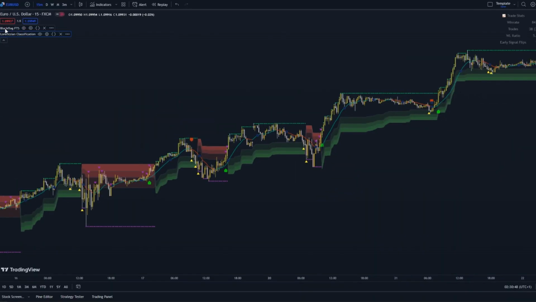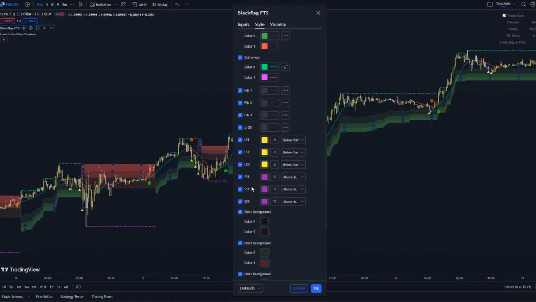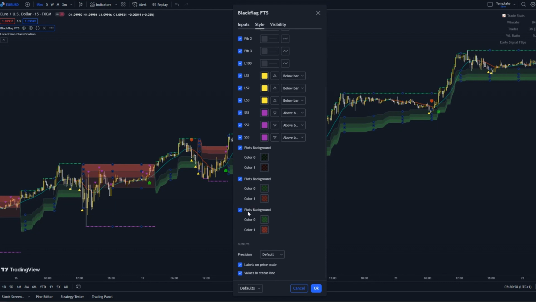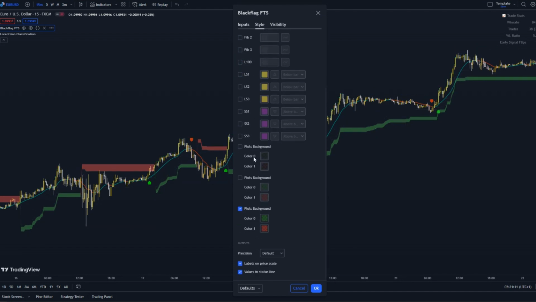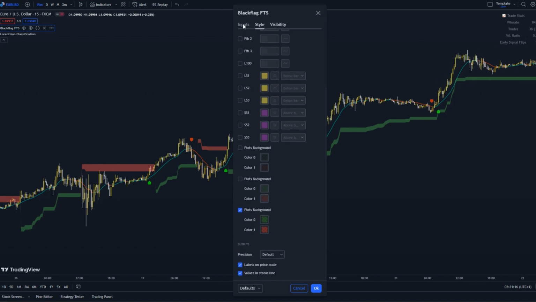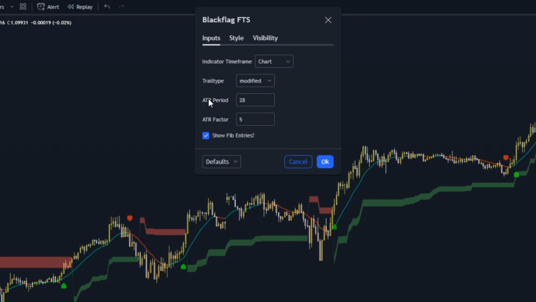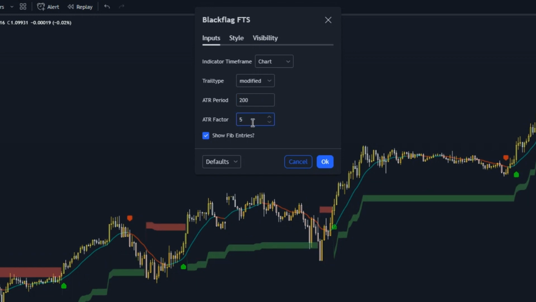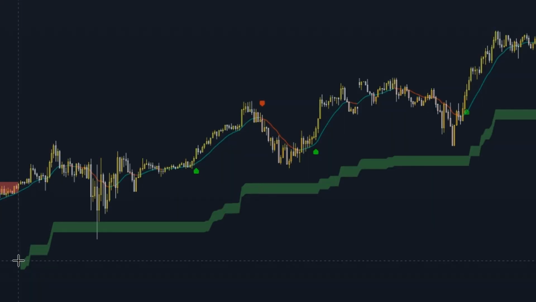Okay, so for this first indicator here, the black flag, which is the swing arm, go to the settings, and we are going to untick everything but the final plot background down here. There we go. So your settings should look like this. And then we're going to go to the inputs, and we're going to change the ATR period from 28 to 200. And we're going to change the ATR factor from 5 to 8. We'll be using this as a trend indicator that will keep us clear of any bad or false moves.